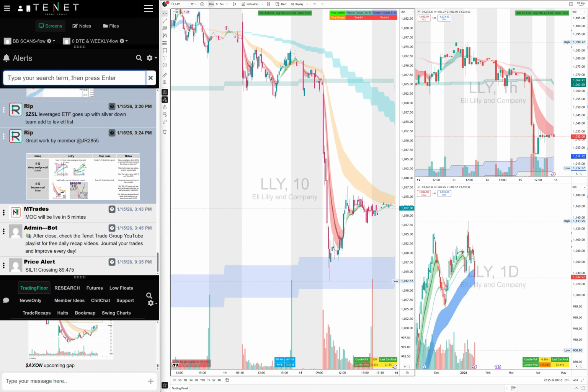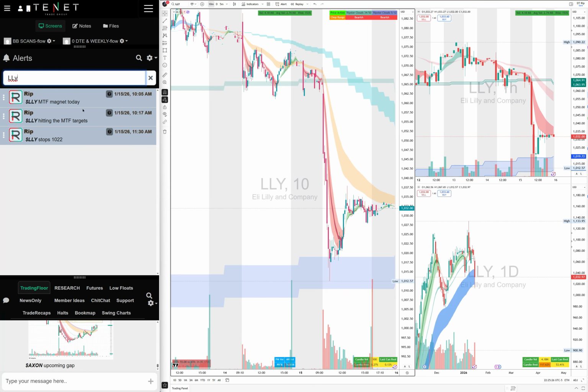There is news, and I gave the target of the MTF magnet. So what does this mean? It always goes from one MTF to the next MTF. This is also called an air gap. So when there's an air gap, the stock goes from one air gap to the next air gap as well.